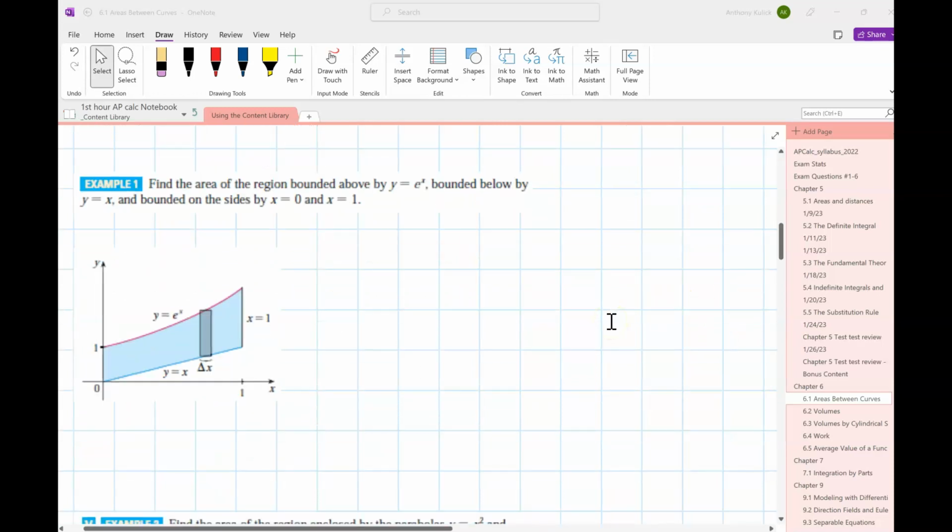So let's do an example here. Let's say we want to find the area of the region bounded above by the curve y equals e to the x, and below by the curve y equals x, and then bounded on the sides by x equals 0 and x equals 1. So that blue area there is what we're looking for.